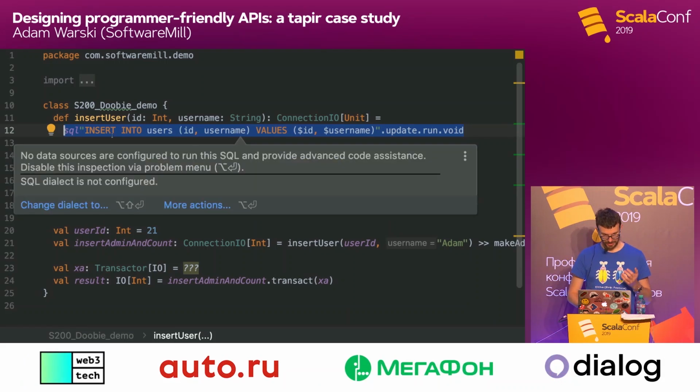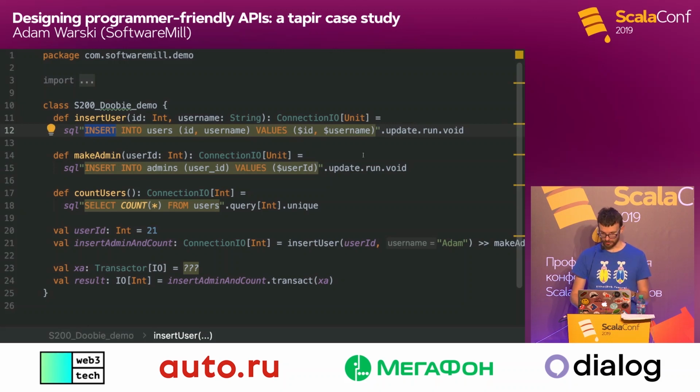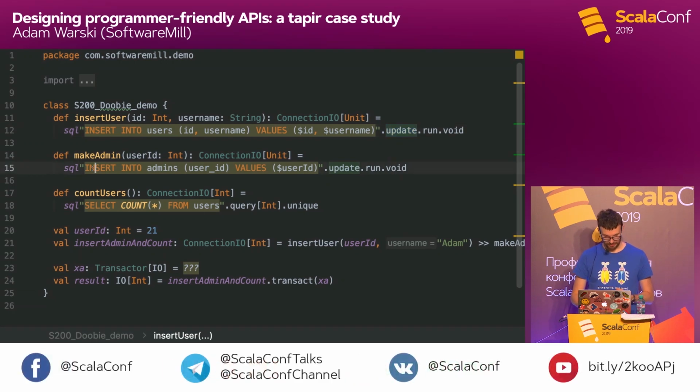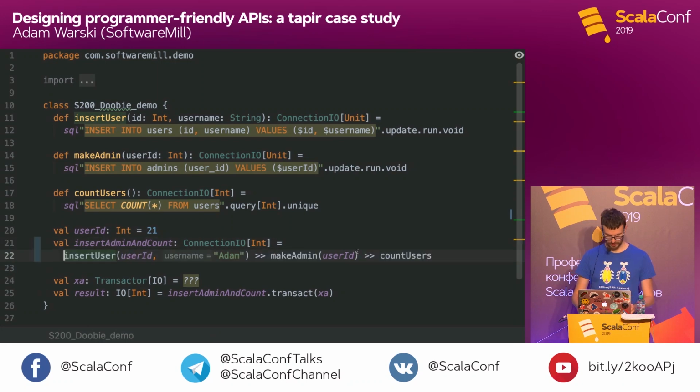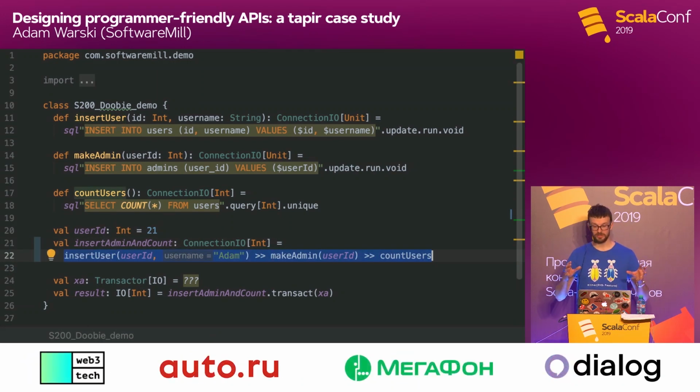So here, for example, we have a description of an insert query, which is an update, right? So it won't return any results. Here we have a description of a select query, which returns a single number, and so on and so on. There's also an API to actually compose these descriptions, these single statement descriptions, into descriptions of what should happen in an entire transaction.